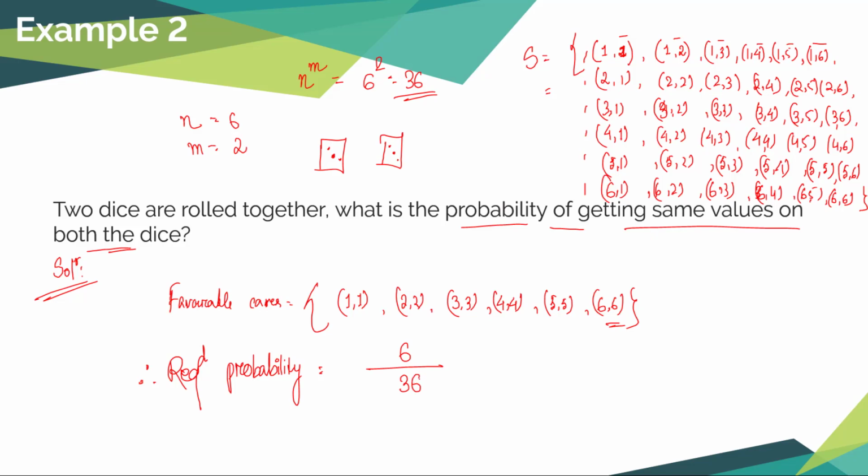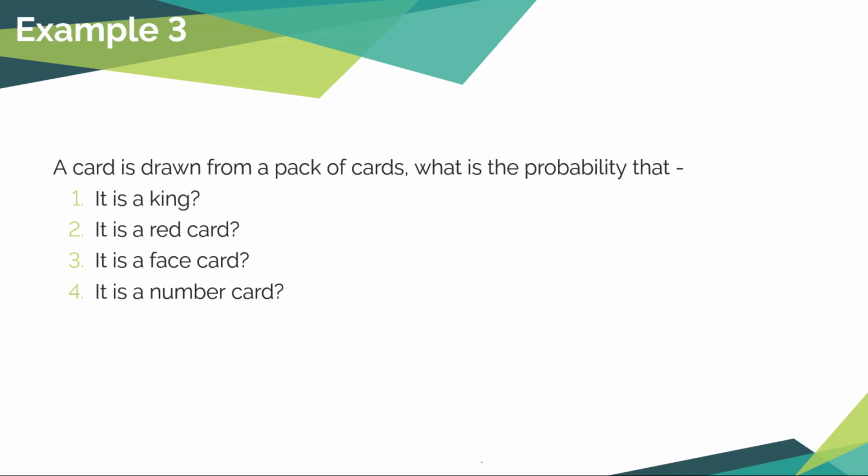And there are 36 total number of cases. So this is 1 by 6, right? So this is the required probability. So the probability of getting same numbers if you roll 2 dice together is 1 upon 6, right?